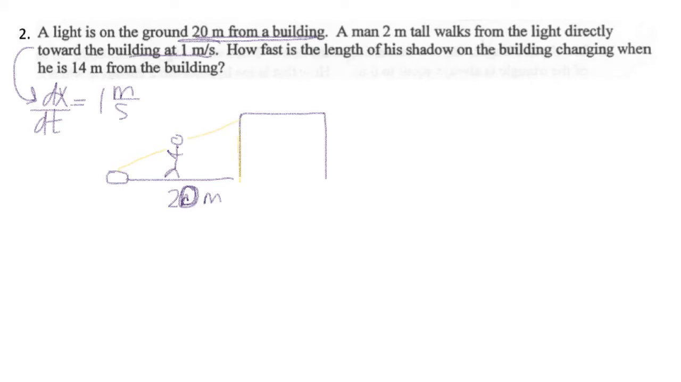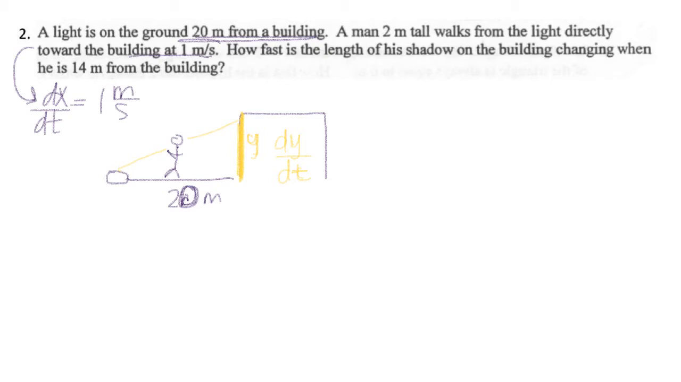And so I want to know how much is his shadow changing here. So since we're looking at this direction, I can assign this side. Now we don't know how long his shadow is. We don't know how long the side of the building is. We're going to call that y, and then we're going to talk about dy dt being what we're going to be looking for, in which that's the rate of change of his shadow.